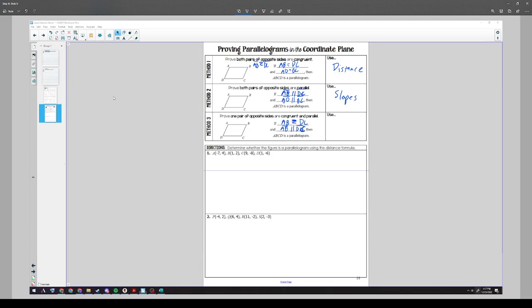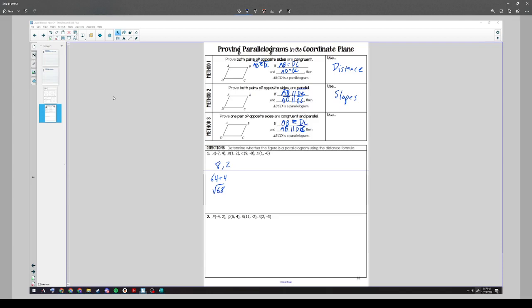So this says determine whether it's a parallelogram using the distance formula, meaning they want us to, I'm just going to use this picture, ABCD, see if AB is equal to CD. So my distance from A to B is 8, 2. So that means 64 plus 4, that's the square root of 68. I could simplify that, but it really doesn't matter because I'm looking for CD to also be that same number. So I don't get any added value by simplifying it, because then I just have to simplify this one as well.